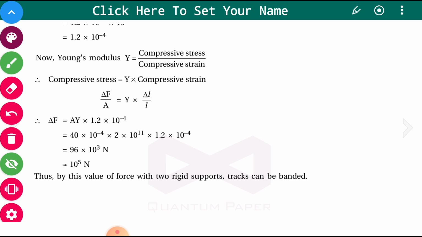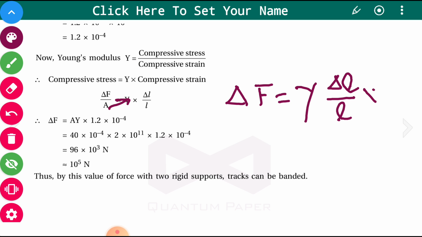If you multiply by A, then delta F will be equal to Young's modulus into delta L upon L into A, and A is given to us, the area of cross section, 40 into 10 raised to minus 4. Just multiply, you will get 10 raised to 5 Newton change in the force. Thus, by this value of the force with two rigid supports, the rod can be bent. Okay, the rod will be bent.